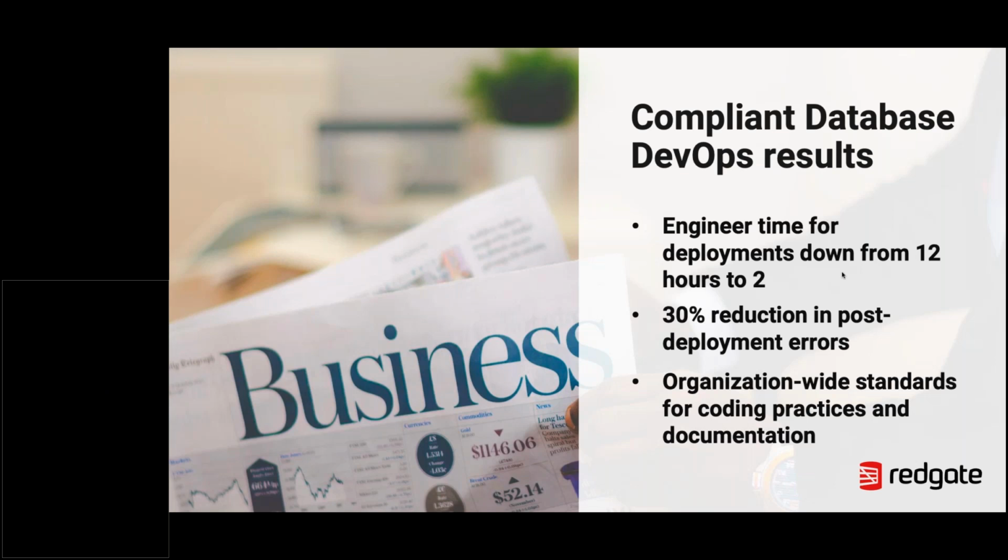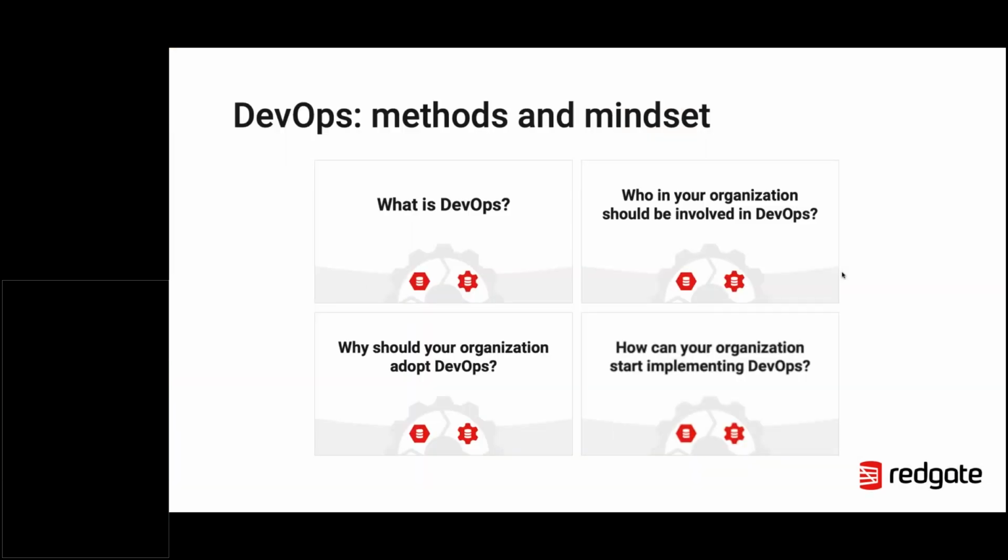Also, by treating database code in a way similar to how we treat application code, we can start doing things like establishing standards for what's in the code. So what we're digging into today in terms of what DevOps is: what does all this really mean? What is DevOps? If we're doing DevOps, who should be involved? What are some patterns and anti-patterns around that?